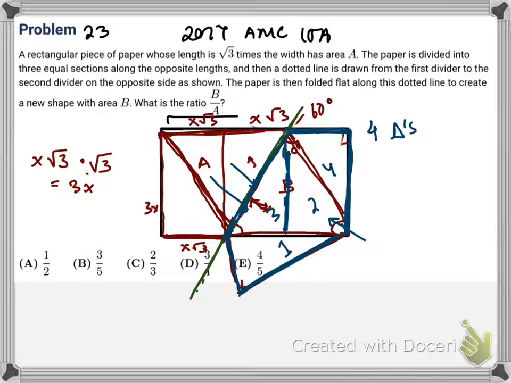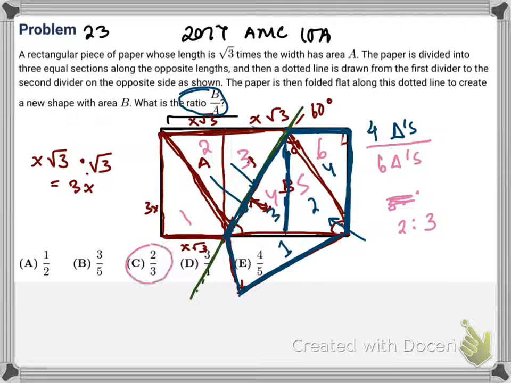I'm doing this because I only want to find the ratio. I don't really care about the area of B. When I go back and look at my initial rectangle, I see that there's going to be 1, 2, 3, 4, 5, 6 30, 60, 90 triangles. And so the ratio B to A is going to be 4 to 6, or 2 to 3. And sure enough, 2/3 is option C right over there.